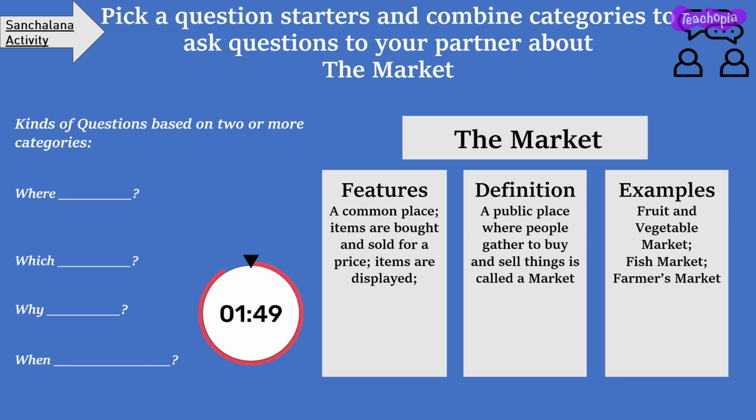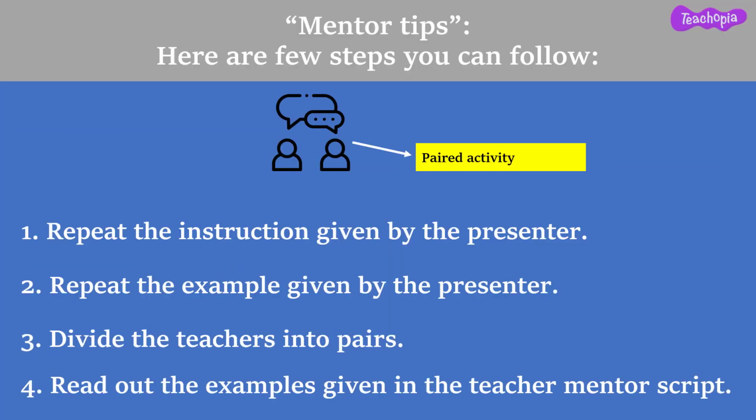Where are items bought and sold for a price in a fish market? Which kind of farmer's market do people go to directly buy and sell from the farmers? So on and so forth.